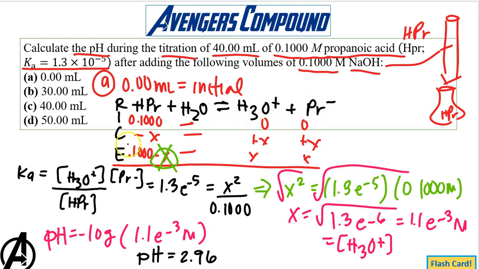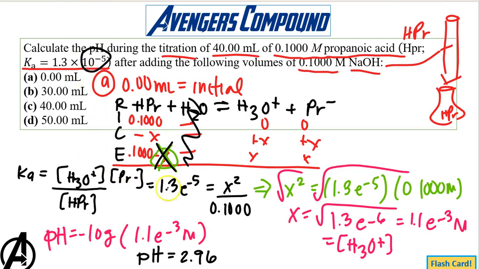I'm going to fill in my RICE table. I know the initial amount is 0.1000. That's given here. I don't know my product amounts, and water does not matter for our RICE table. So then I get 0.1000 minus x as my equilibrium amount. I therefore make an assumption for x because when I look at my Ka value, I see that it's times 10 to the negative 5. And so I can make an assumption there.